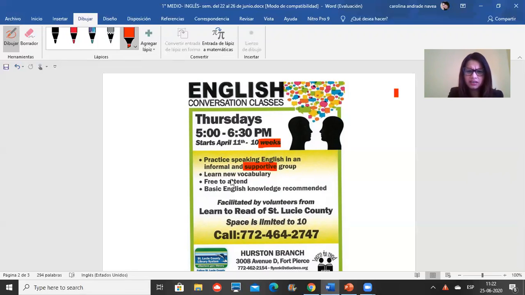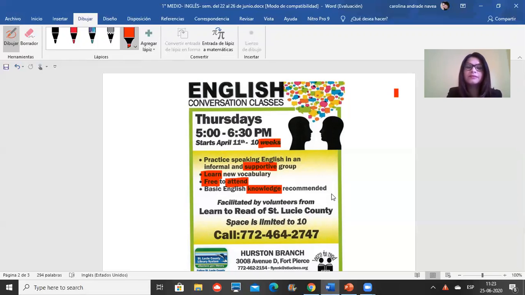We are going to learn new vocabulary. Learn, what is to learn? I'm not sure. So I'm going to underline. This is free. It says free. I don't know the meaning of free, to attend. And what's the meaning of to attend? Okay, I'm going to underline. And then it says basic English knowledge recommended. So basic, básico, English, inglés, and knowledge, I'm not sure what the meaning of knowledge is. And recommended sounds like recommendation, right?